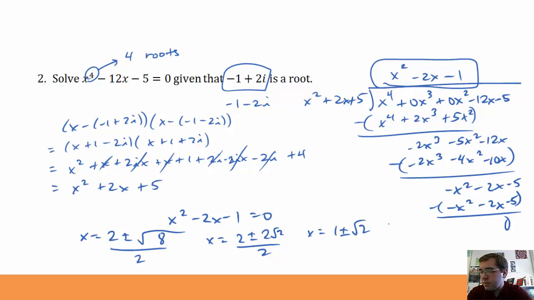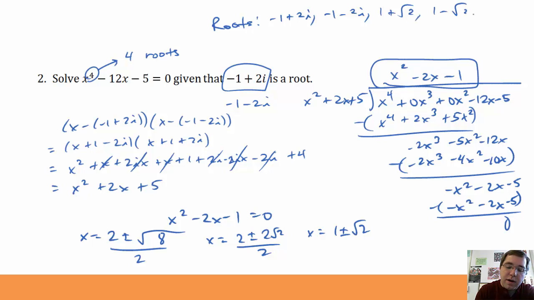Okay, so what are my roots? My roots are negative 1 plus 2i, negative 1 minus 2i, 1 plus radical 2, 1 minus radical 2. And notice we could not have solved that without the theorems from this section. But now we know how to solve it, which is pretty awesome.